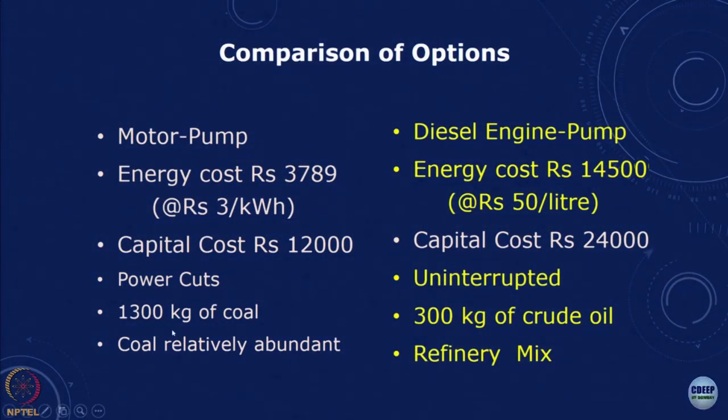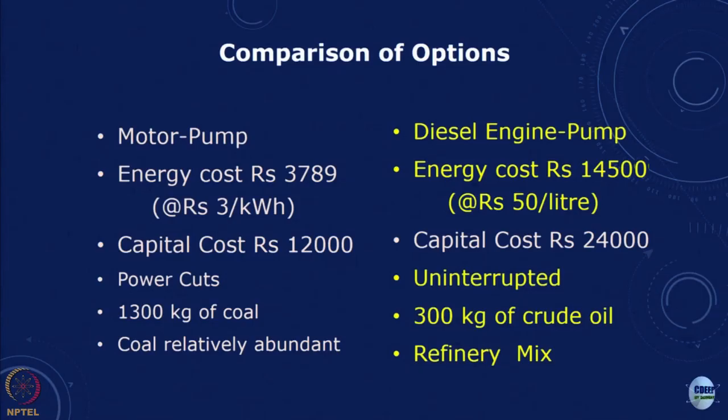We calculated 1300 kgs of coal, and similarly, we can take the oil and divide by the calorific value of the crude, and you will get this as 300 kgs of crude oil. You can cross check this. Now the question is, how do we compare 1300 kgs of coal with 300 kgs of crude oil? From an energy viewpoint, this 300 kgs of crude oil is less energy.